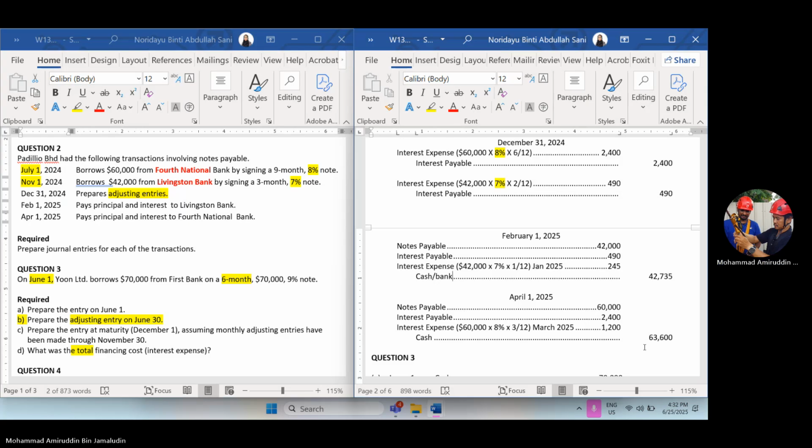Yes. Actually, this one also late payment, right? Because Fourth National is within 9 months. This one, Livingston. Okay lah. November, December, January. Okay, just nice. 3 months, we settle. This one is still within the period, 9 months.